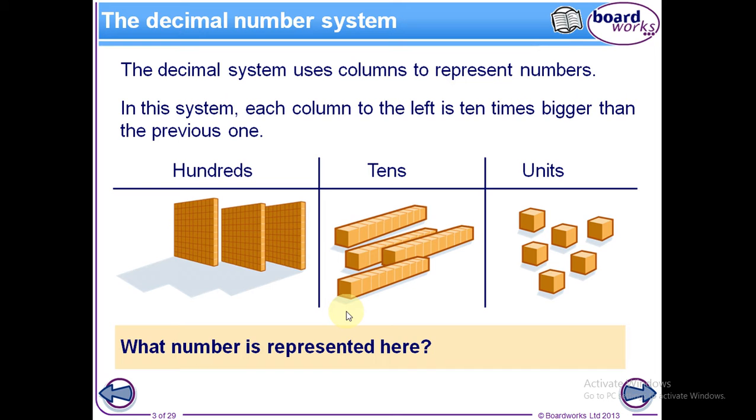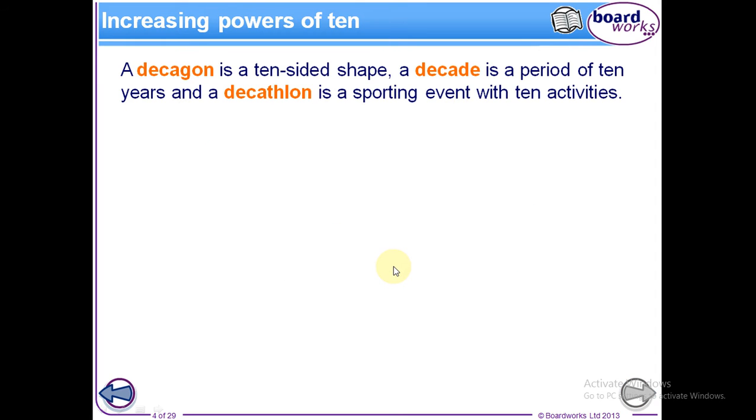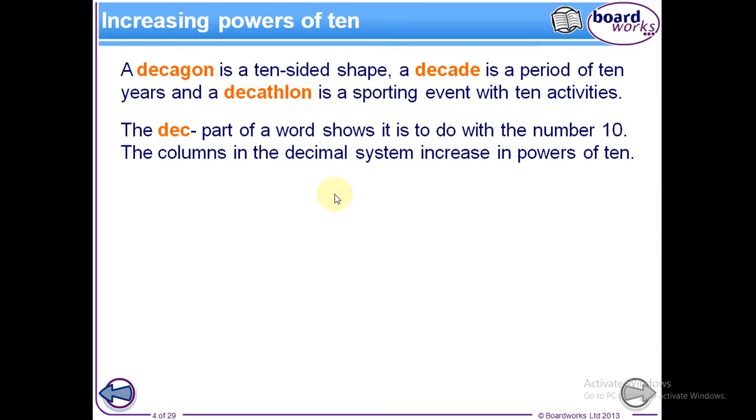Okay, so what number is represented here? The number represented here is 300, 4 tens and 6 units, that is 346. A decagon is a 10-sided shape, or can I say a 10-sided polygon? A decade is a period of 10 years, and a decathlon is a sporting event with 10 activities. So the deca part of the word shows it has to do with the number 10. And the columns in the decimal system increase in powers of 10.